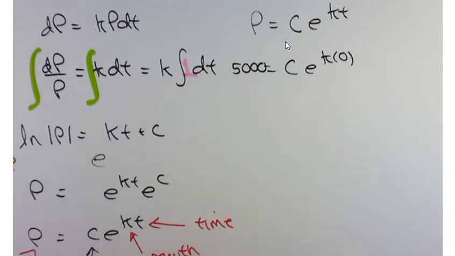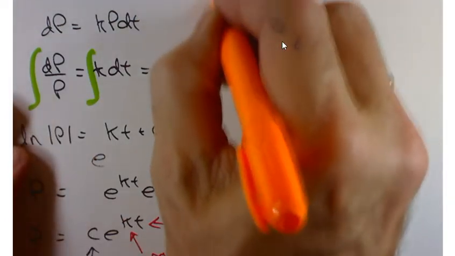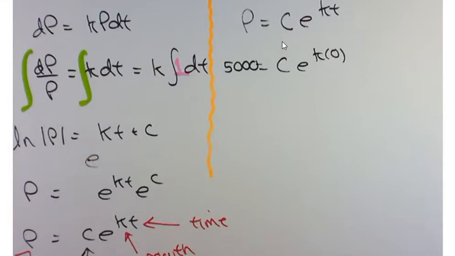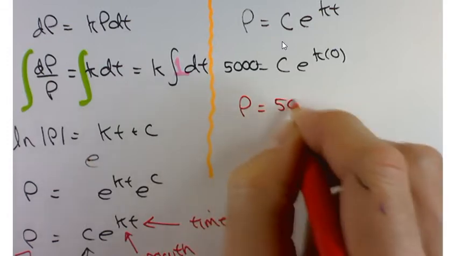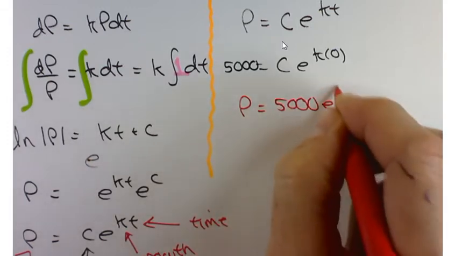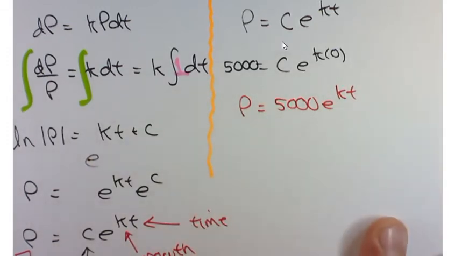What's that telling me? Yes, C is 5,000. Let's see, let's do it here. All right, so C is 5,000. So my model, I can update it a little bit. It's P equals 5,000 e to the kt. Great.